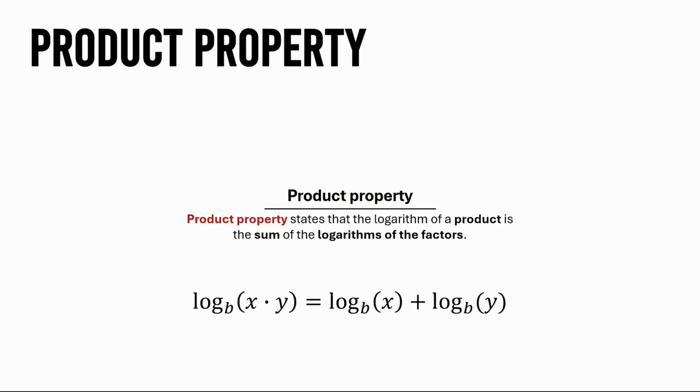Product property. The product property states that the logarithm of a product is the sum of the logarithms of the factors. The logarithm base b of x times y can also be rewritten as the log base b of x plus the log base b of y.